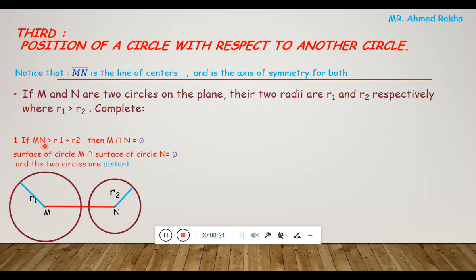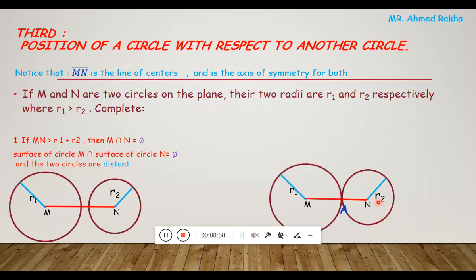If MN is greater than R1 plus R2, then M intersect N equals phi. The intersection point between the first circle M and the second circle N is zero, no intersecting point. That means M intersect N equals phi. The surface of circle M intersect the surface of circle N also equals phi. And we can name these circles distant, the two circles are distant.